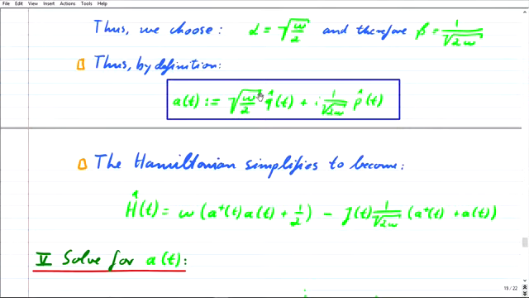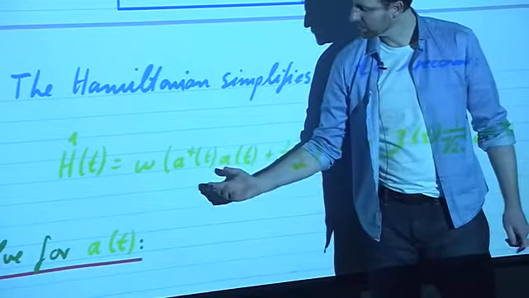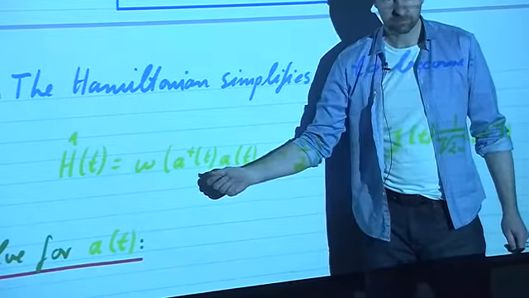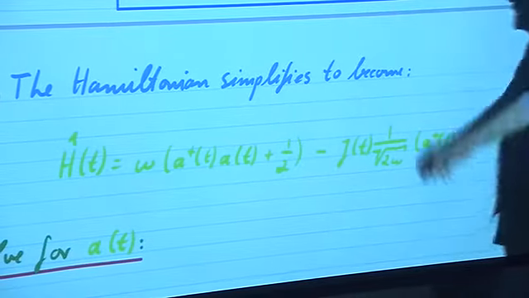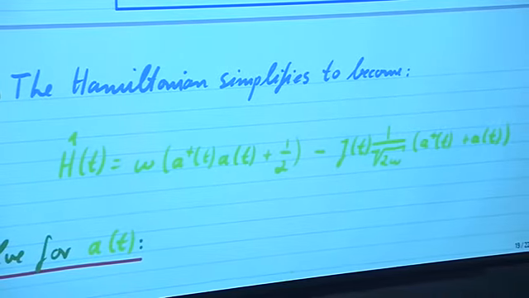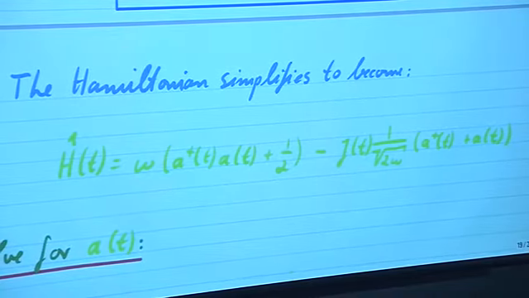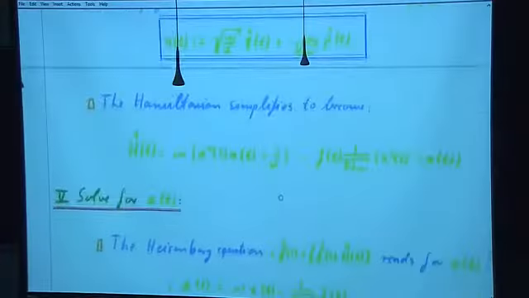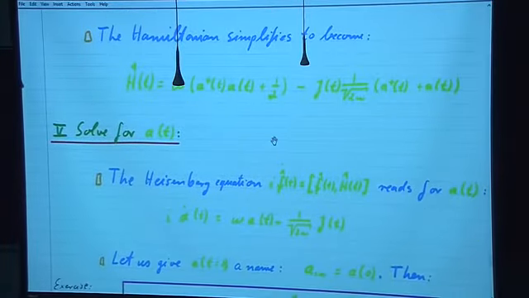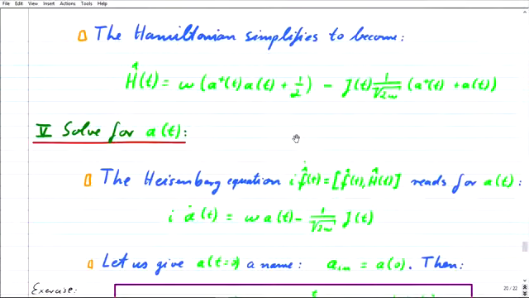It becomes this thing, because the a dagger squared terms and the a squared terms have gone away, and I've used the canonical commutation relations to get rid of the a dagger terms, to get only a dagger a terms. There we go. Now this Hamiltonian is much easier to deal with. That is why we introduced that variable a, because it's so convenient to express the Hamiltonian now in these variables.